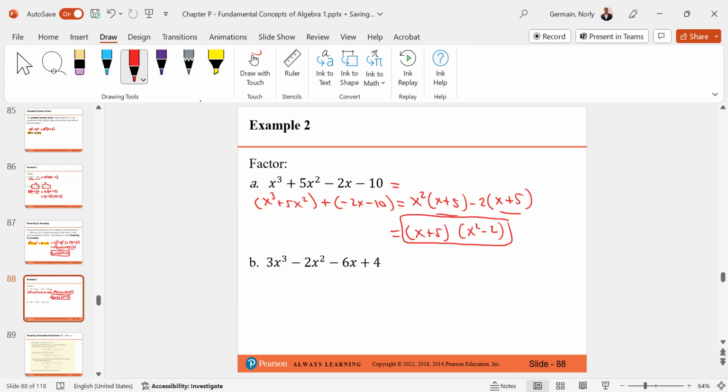Now, let's see. I'm going to try to change the combinations. In the second one, I could put 3x squared, x cubed, minus 6x, okay, if I want. And I could put negative 2x squared plus 4. Remember, I could do also 3x cubed minus 2x squared plus negative 6x plus 4. I could do that as well. Now, what is the common factor for the first one? Yes, obviously, it is 3x.